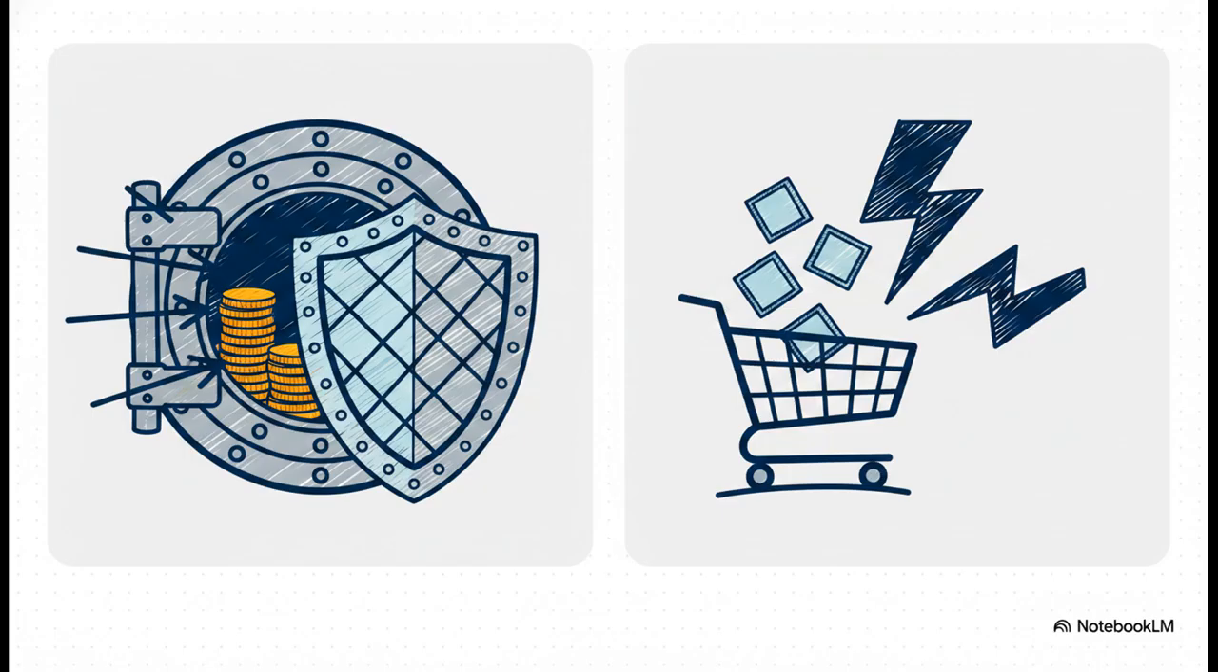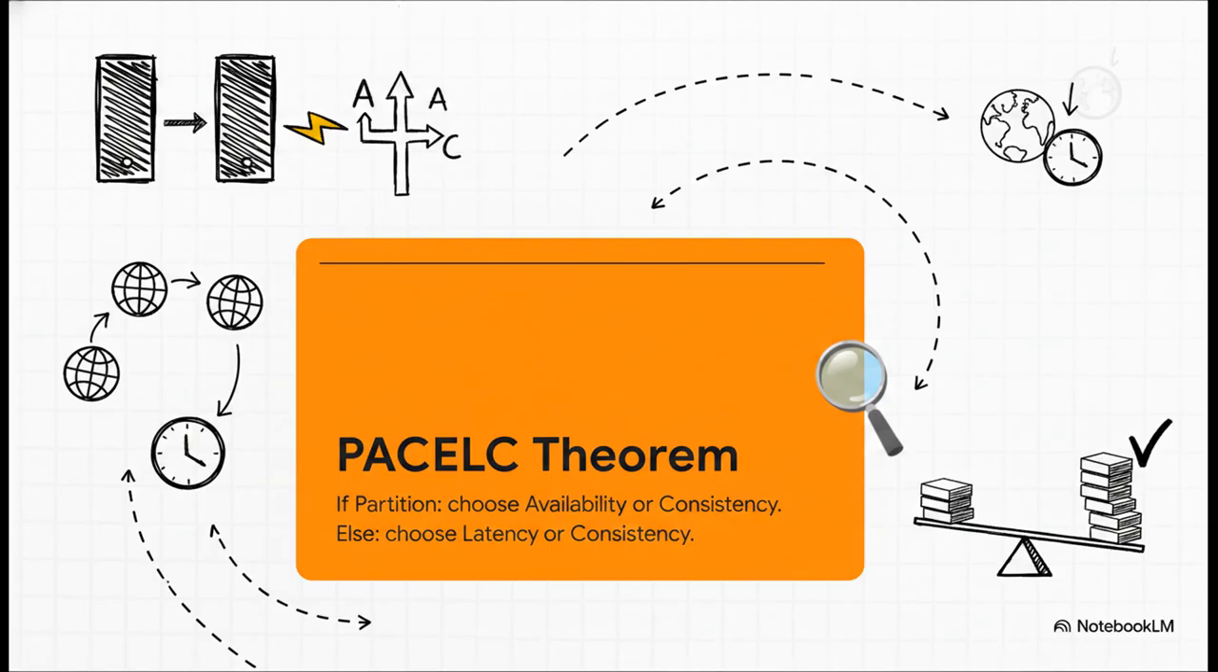AP systems, on the other hand, choose availability. They keep an e-commerce catalog highly responsive by accepting writes on isolated nodes, even if it means temporary inconsistencies. As an engineer, you have to know exactly which trade-off your business actually requires. But CAP only talks about what happens during a failure.